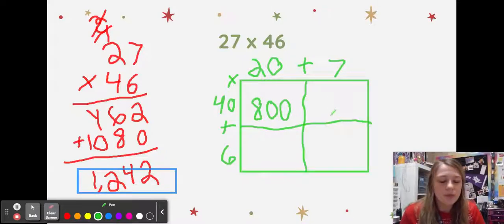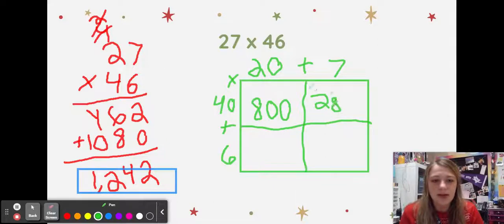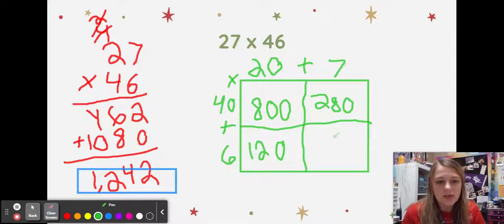Now we're going to go over here. If we go up, we hit 7. Left, we hit 40. So we're going to do 40 times 7. I know that 7 times 4 is 28. And I'm going to add my 0 to the end from 40. On the bottom left, we go up and we hit 20. We go to the left, we hit 6. I know that 2 times 6 is 12. And now I can steal that 0 back for 120. And last but not least, we have 7 times 6, which I remembered earlier is 42.